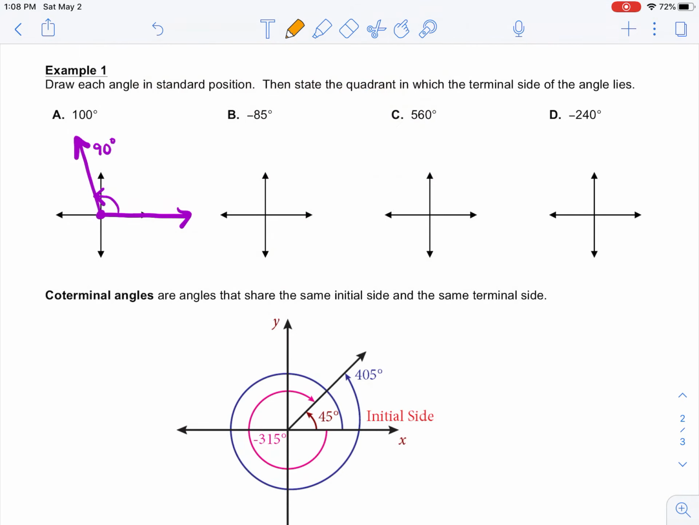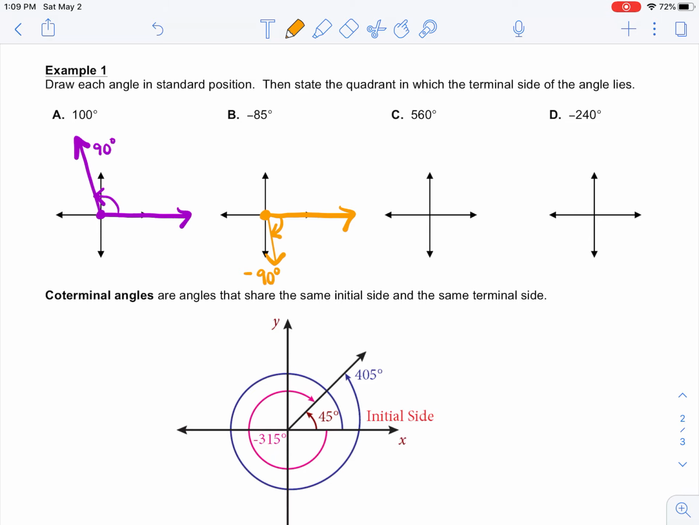Okay, so the next one, negative 85 degrees. And so I'm going to start on the positive x-axis. Negative 85 would be just shy of negative 90. And so I'm going to draw my terminal side right about there. We're just sketching, so it's close enough. And then your direction needs to be clockwise.